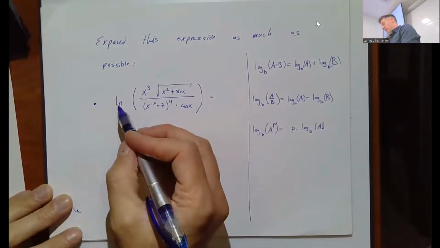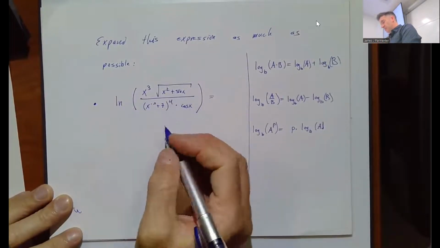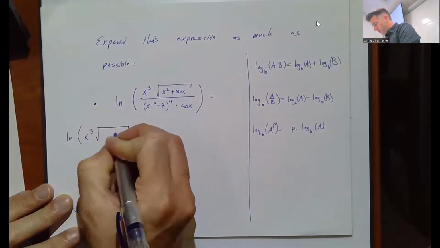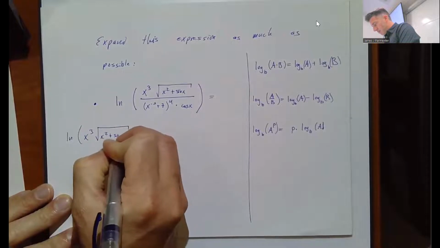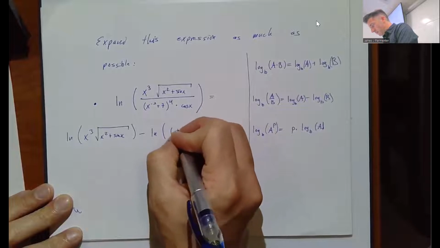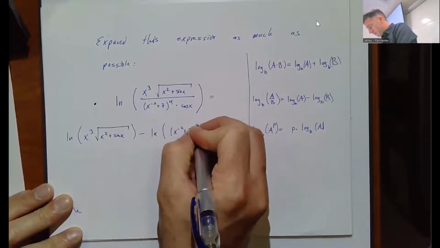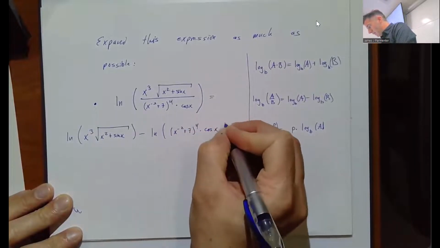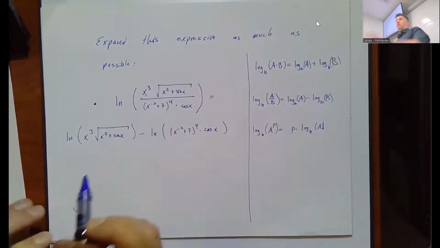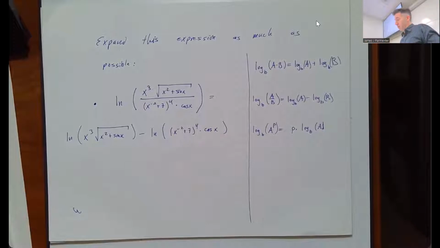I'm going to see that I have the natural log of something divided by something else. I'm going to write this as the natural log of the top stuff minus the natural log of the bottom stuff. And I probably should have done myself a favor and rewritten the square root of x squared plus sine of x as x squared plus sine of x raised to the 1/2 power. Probably would have been a good idea, but I didn't.